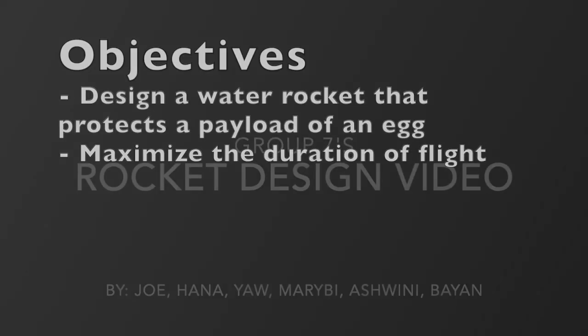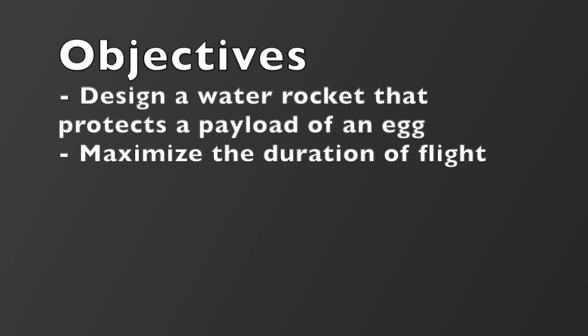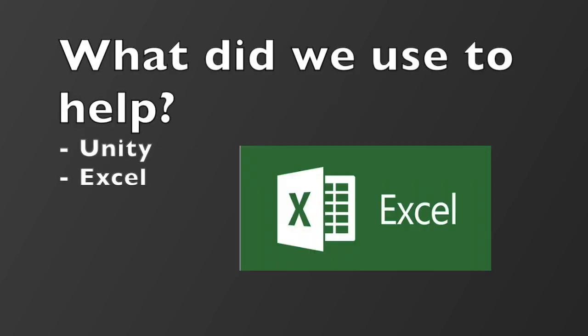The objectives for this project are to design a water rocket that protects a payload of an egg and to maximize the duration of the rocket's flight. Unity and Microsoft Excel were used to figure out the optimal conditions for the rocket's flight.